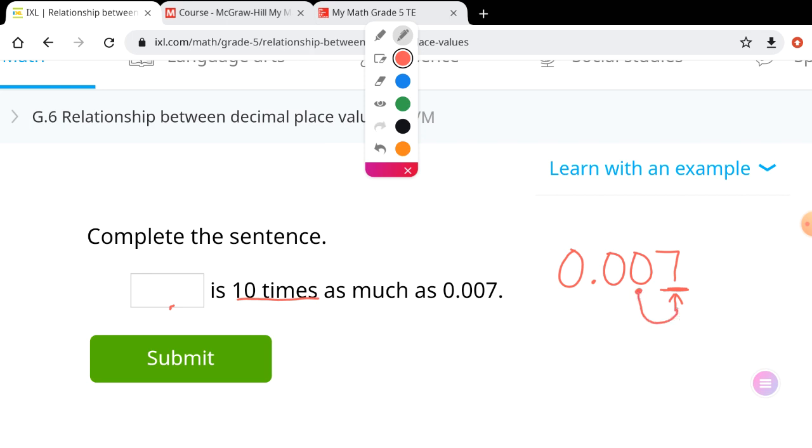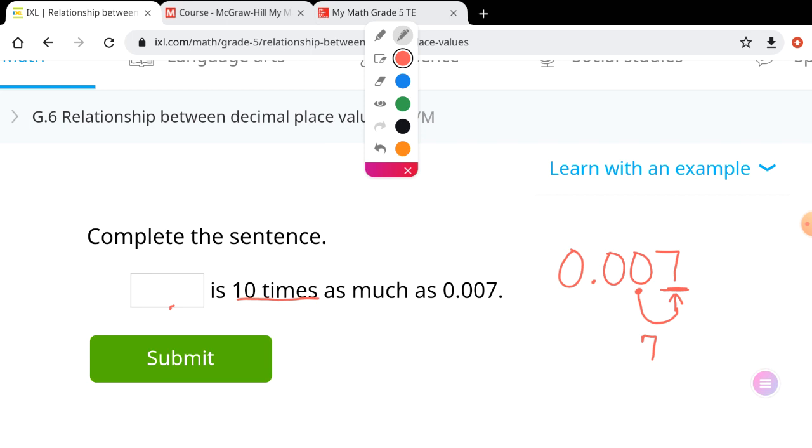So it means I need a value in that one that is 10 times greater than 7 thousandths. What does my digit have to be, Arabella? 7. It has to be a 7. I'm going to write that under here. Is that my whole answer?